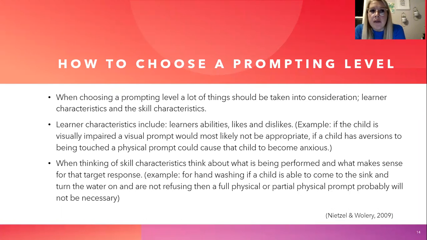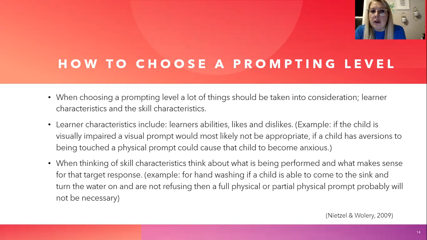How to choose a prompting level. When choosing a prompting level, a lot of things should be taken into consideration. The learner characteristics and the characteristics of the target response or the skill that you're wanting the client to acquire. Learner characteristics could include the learner's abilities, their likes and dislikes. Example, if the child is visually impaired, a visual prompt would most likely not be appropriate. Or if a child has aversions to being touched, a physical prompt could cause that child to become anxious.